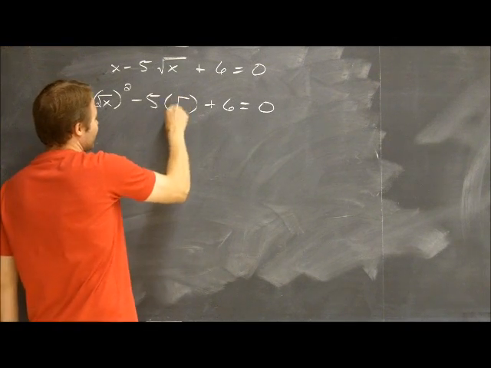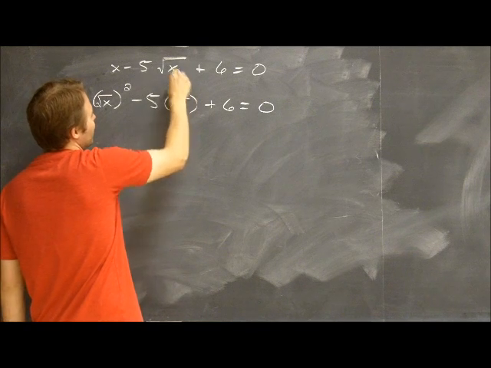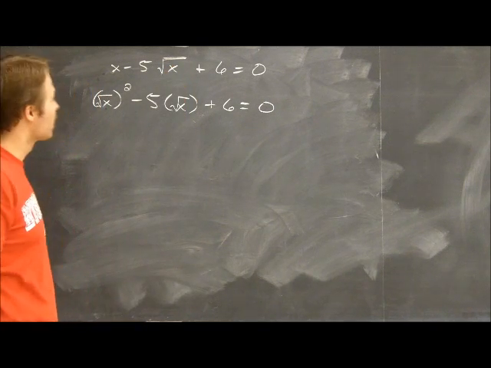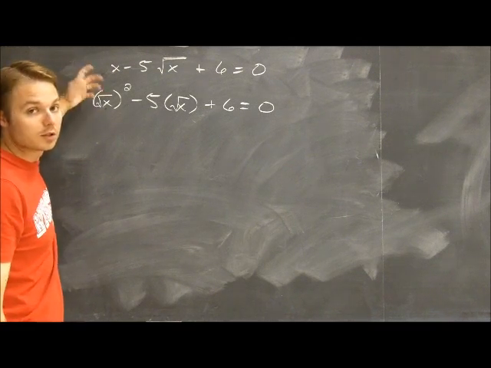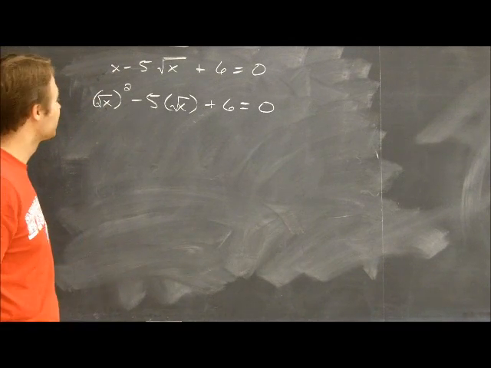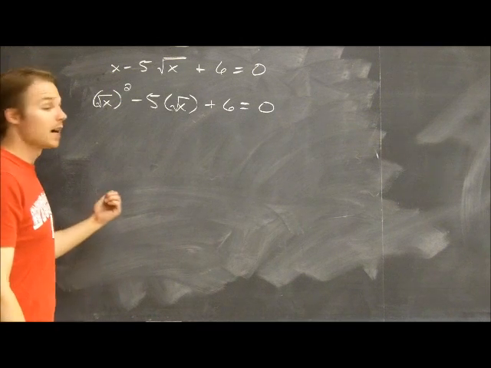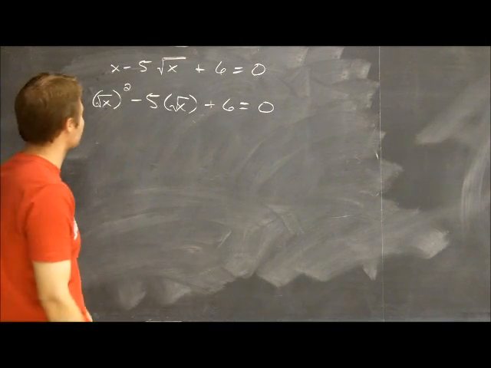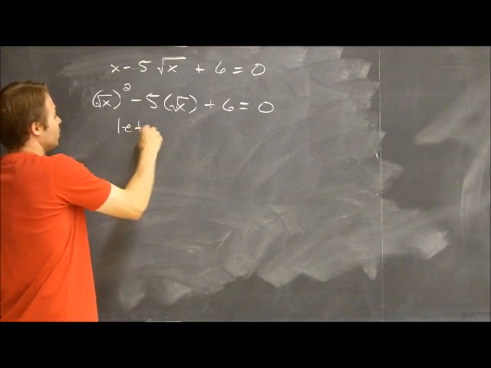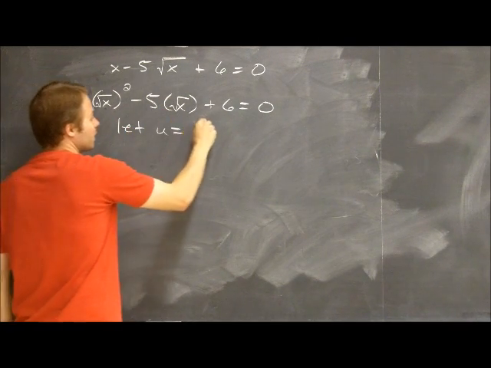And then here I can have, again, the square root of x to the first power, and I'll still have what I had in my original equation. So these are equivalent, so we're in good shape so far. We haven't done anything destructive to our equation. Now the next step is to do a u substitution to make this actually look like a quadratic equation. So we'll let u equal whatever this expression is.